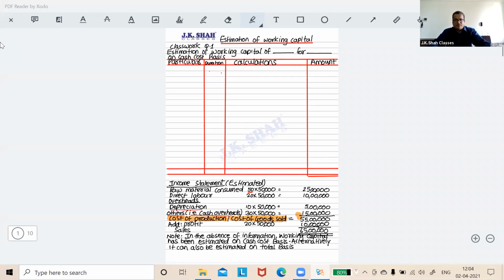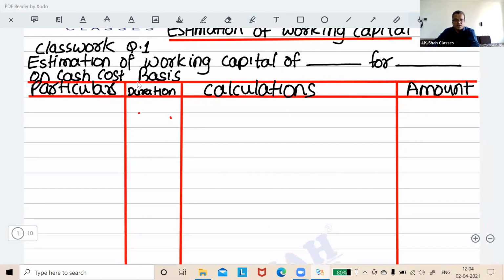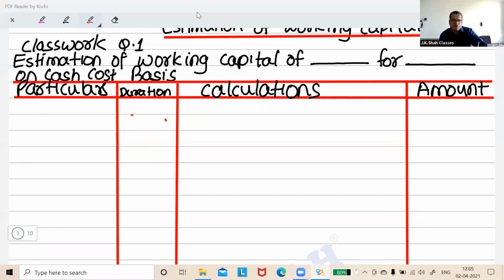So now, whatever format you've drawn, right now I think the company's name is not there. Keep it blank like this. Let's start estimating whatever markings we have done. Estimation of working capital. Whatever markings we have done, let's utilize those one by one. We'll start with, obviously, current assets. So let's write over here: current assets.